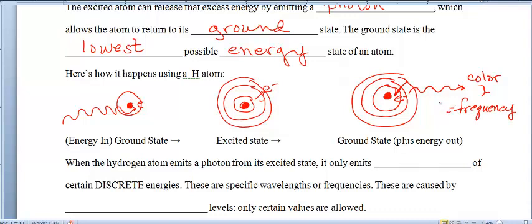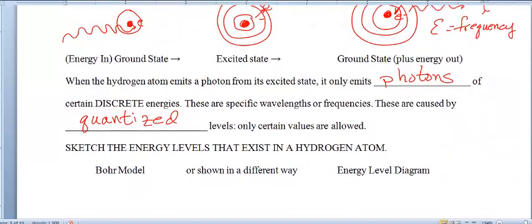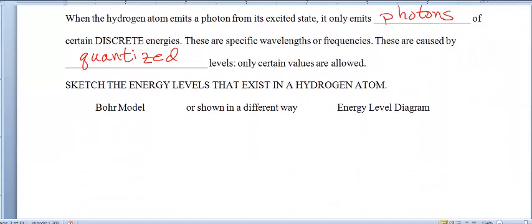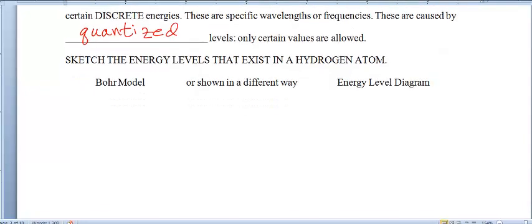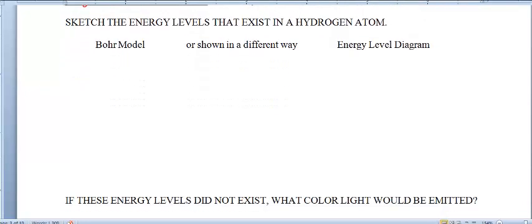And frequency means energy. So when the hydrogen atom emits a photon from its excited state, it only emits photons of certain discrete energies. These are specific wavelengths or frequencies. These are caused by what we call quantized levels. And this is a technical term I do want you to remember. A quantized level is specific areas around the atom where electrons are allowed to go to.